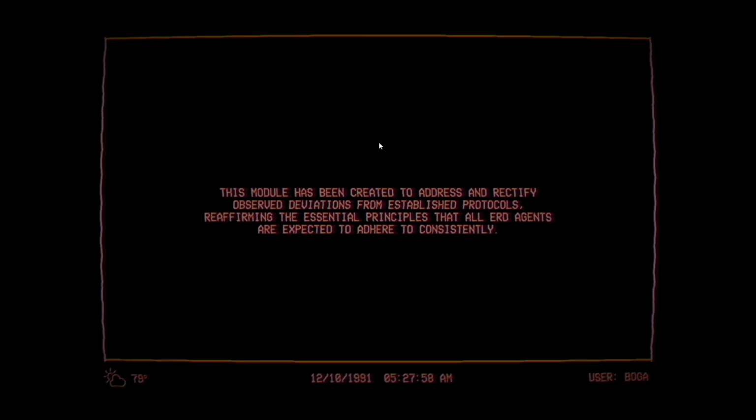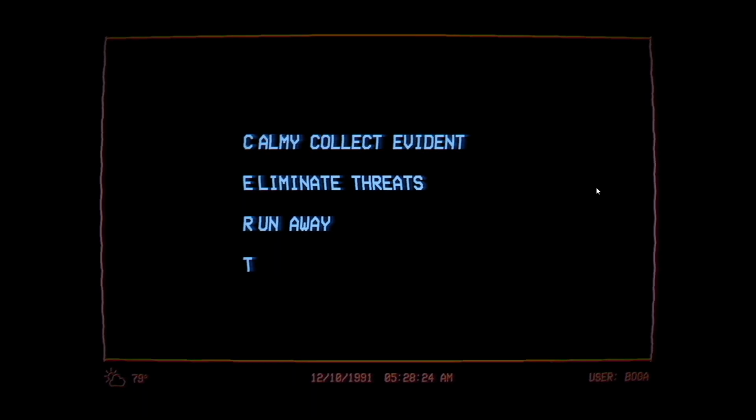This module has been created to address and rectify observed deviations from established protocols, reaffirming the essential principles that all ERD agents are expected to adhere to consistently. Lesson 1. Search. Search stands for calmly collect evidence, eliminate threats, run away, and terminate self. Given an interaction with an entity, these are the order of actions an agent will take during escalation.